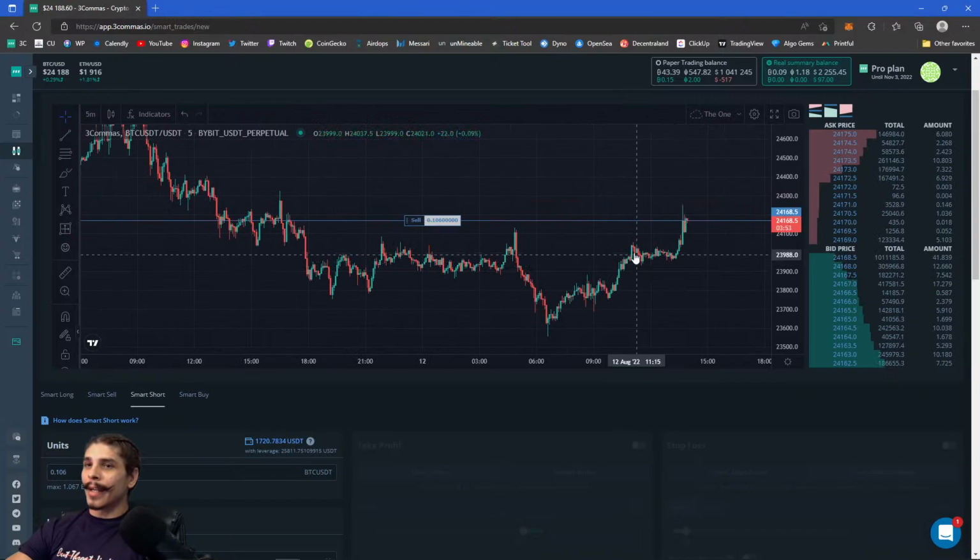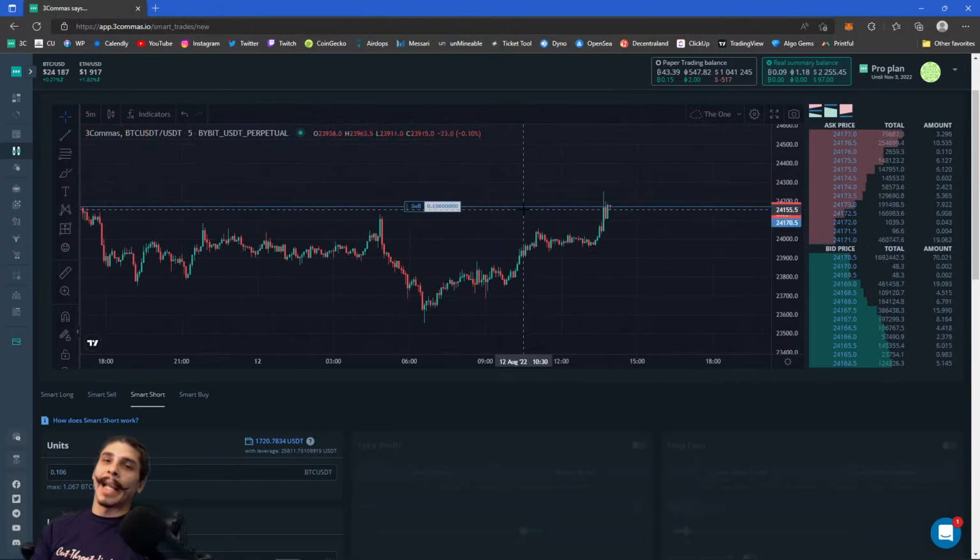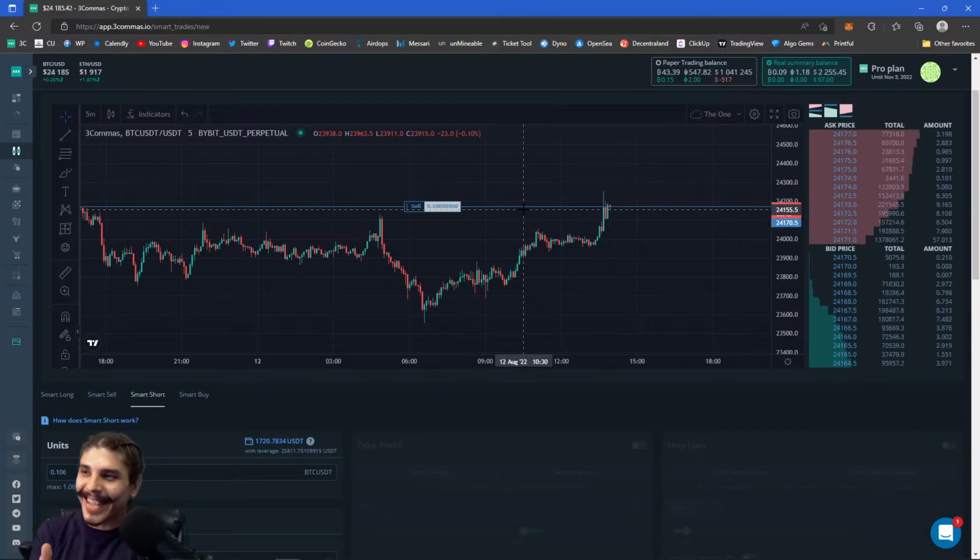So anyway, let's take a look at a quick short setup. And for the love of God, nobody take this trade. Boy Tamello said he took the last trade. This is just for example purposes.